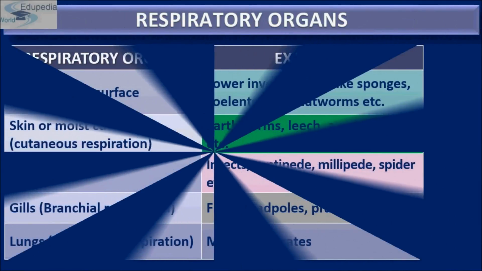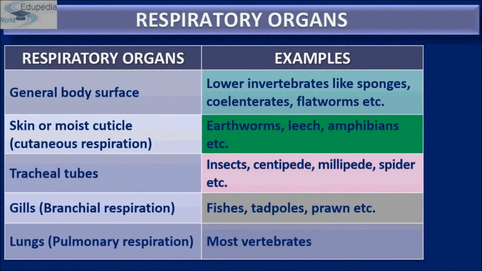Now, what are the respiratory organs? In the case of lower invertebrates like sponges, coelenterates, flatworms, etc., it is through the general body surface. In earthworms, leeches, and amphibians, through the skin or the moist cuticle. In insects, centipedes, millipedes, and spiders, it is through the tracheal tubes. And in the case of fishes, tadpoles, and prawns, it is through gills or branchial respiration. And in most of the vertebrates, it is through the lungs, and that process is known as pulmonary respiration.